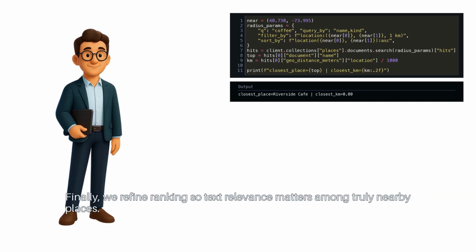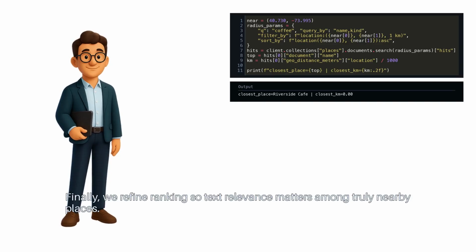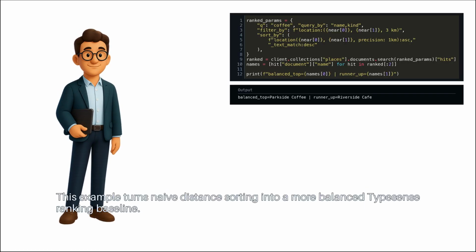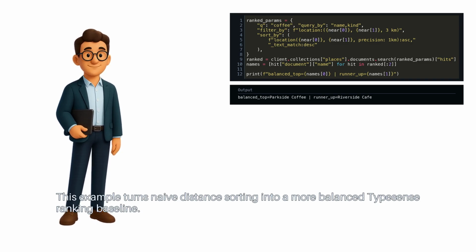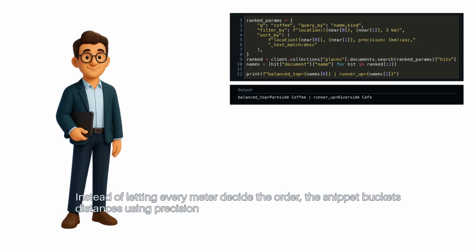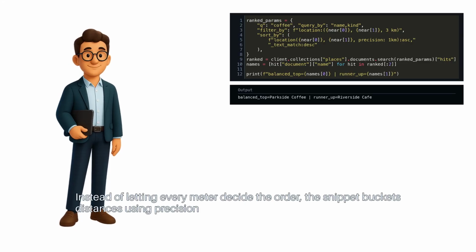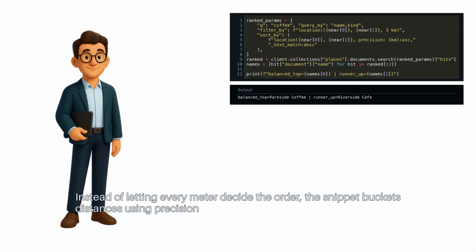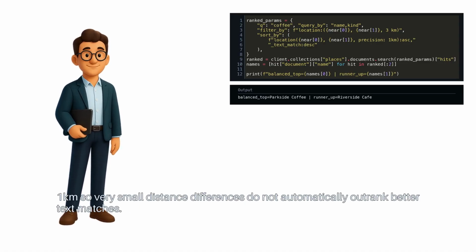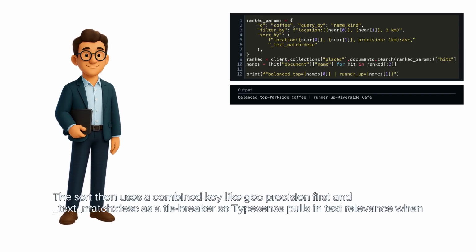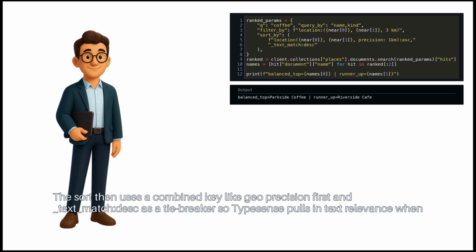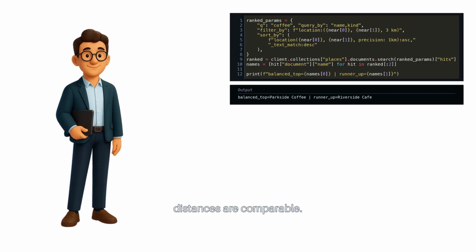Finally, we refine ranking so text relevance matters among truly nearby places. This example turns naive distance sorting into a more balanced Typesense ranking baseline. Instead of letting every meter decide the order, the snippet buckets distances using precision: 1 kilometer, so very small distance differences do not automatically outrank better text matches. The sort then uses a combined key, like geo-precision first and underscore text match desc, as a tiebreaker. So Typesense pulls in text relevance when distances are comparable.